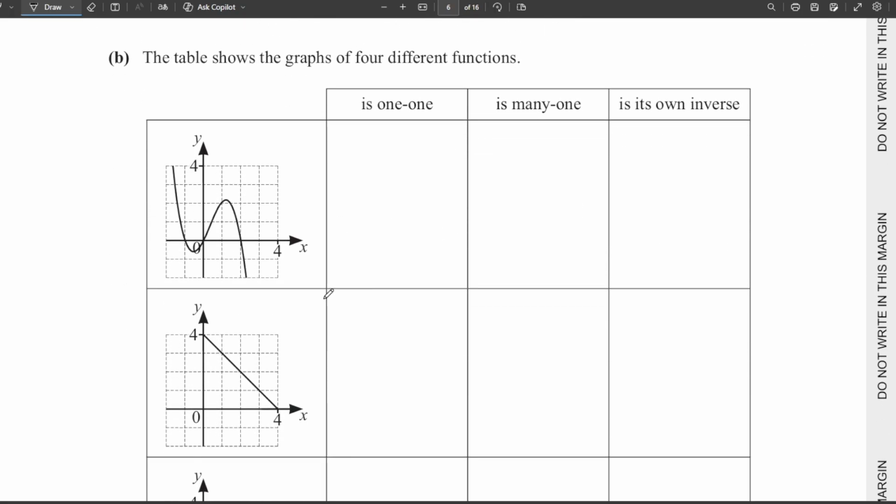So part B, the table shows graphs of four different functions. Again, this one, is it a one-to-one function? No, because one value of y has a few different values of x. So actually many values of x are mapped to one value of y.